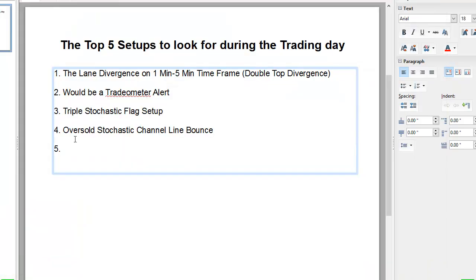So this is oversold stochastic channel line bounce, or lower channel line bounce, oversold stochastic, same thing. I'm going to go with this one as a wedge pattern. See, lots of times you get that wedge pattern, you also get that divergence in the wedge pattern. They tend to come together. We'll keep it a wedge pattern for now.